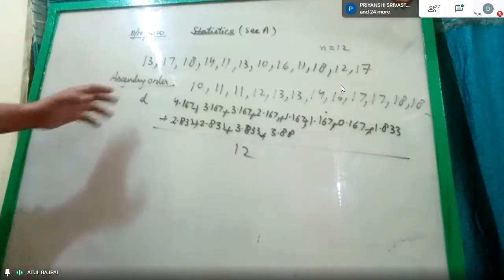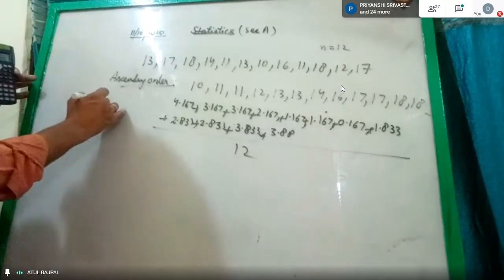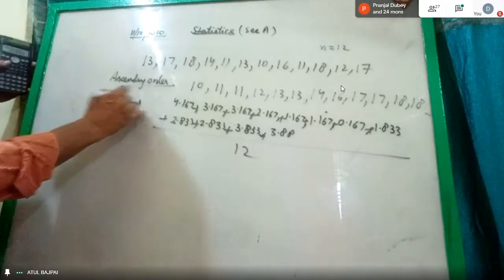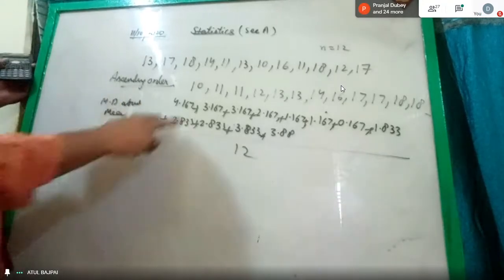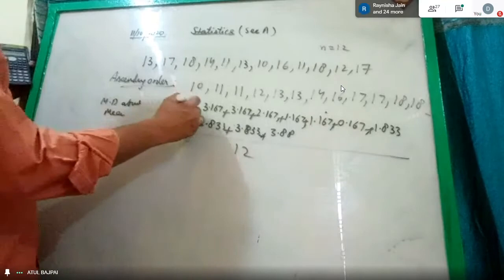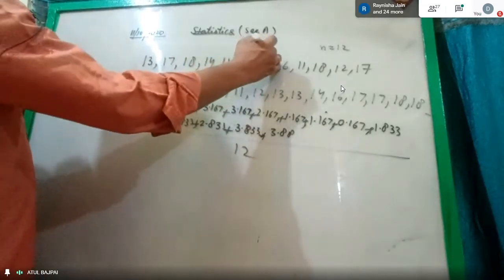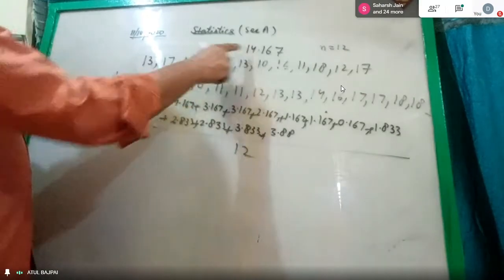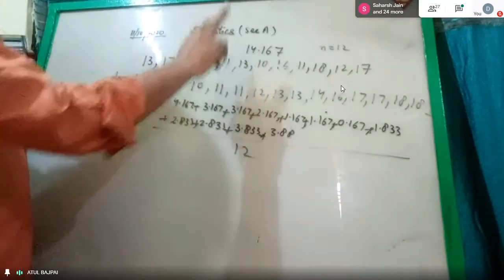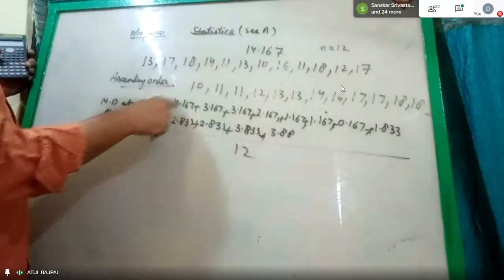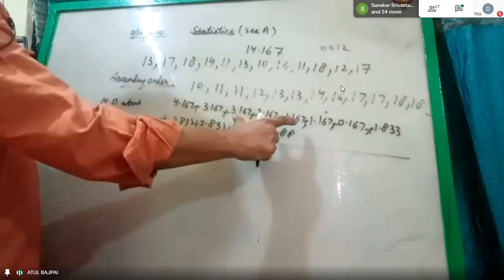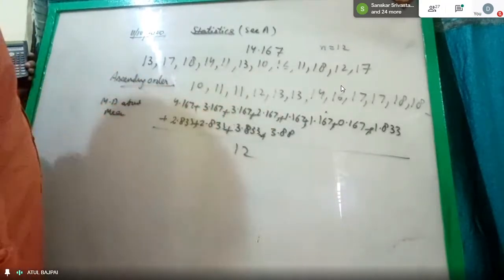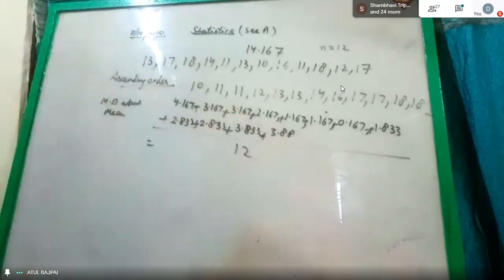What is MD about mean? MD about mean is the sum of the deviations from the mean. My mean was coming as 14.167. So how is each x deviated from this? 10 minus 14.167, but with mod values. So each of the deviations will be taken, added and divided by the number of observations. Tell me your answer.